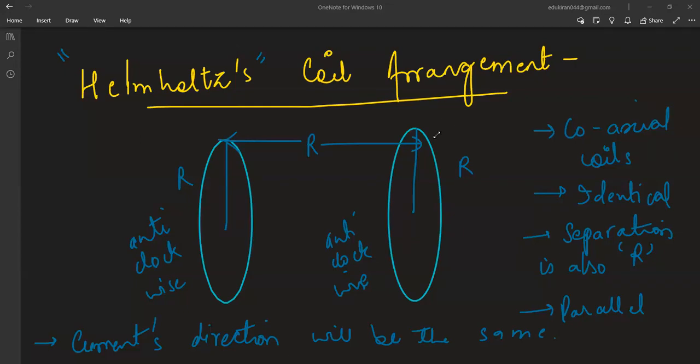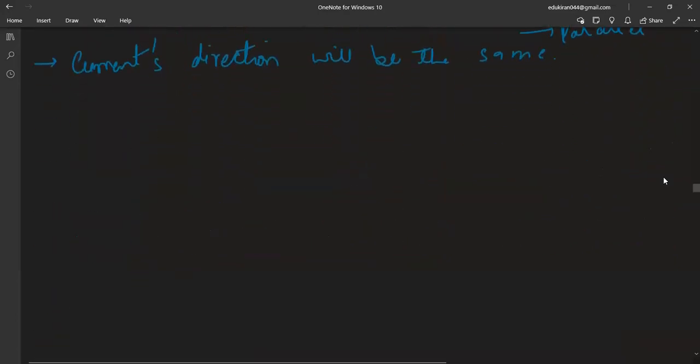Okay, in the last class, we had completed the Helmholtz coil arrangement. Now we have to start with Ampere's circuital law. Yes, what was Ampere's circuital law, Shahid? I had asked you to revise. Integration of B dot dl is equal to mu naught I.